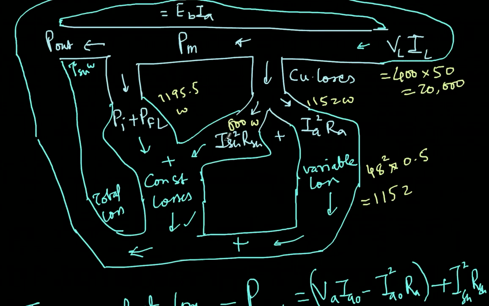We can add these two as the total copper loss, or add these two as total constant and variable losses. All these combinations are possible. Then finally we get the output, so we can actually work that out. I hope you got some things from this. So let's continue.